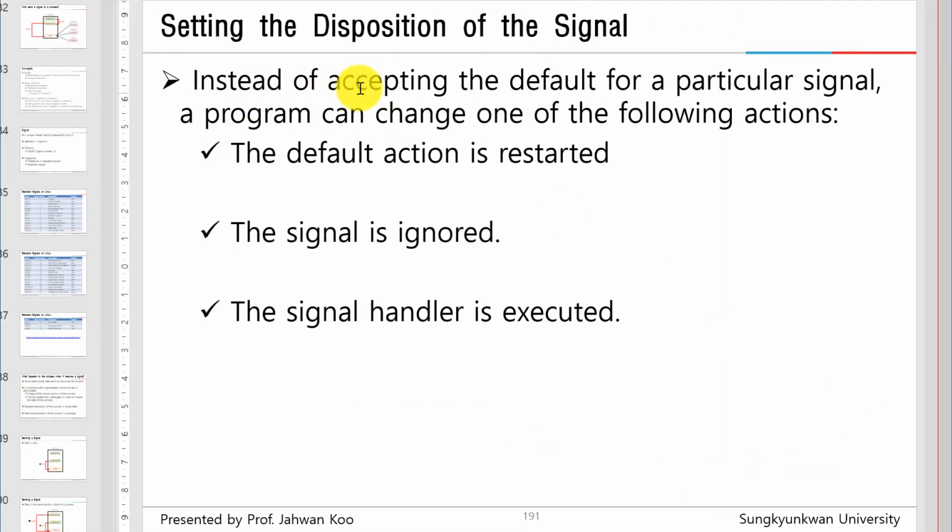Instead of accepting the default actions for the signal, the process can change one of the following actions. This is called setting the disposition of the signal. Case 1. The default action is restarted. Case 2. The signal is ignored. Case 3. The signal handler is executed.